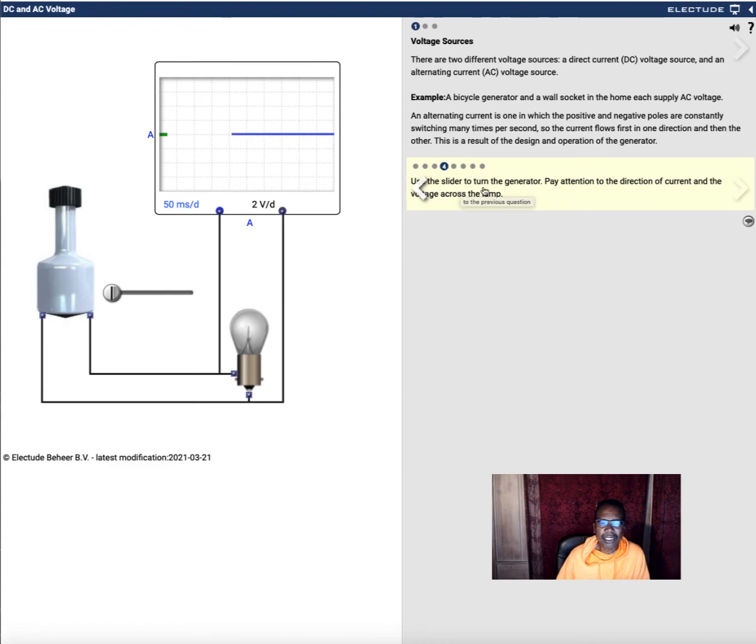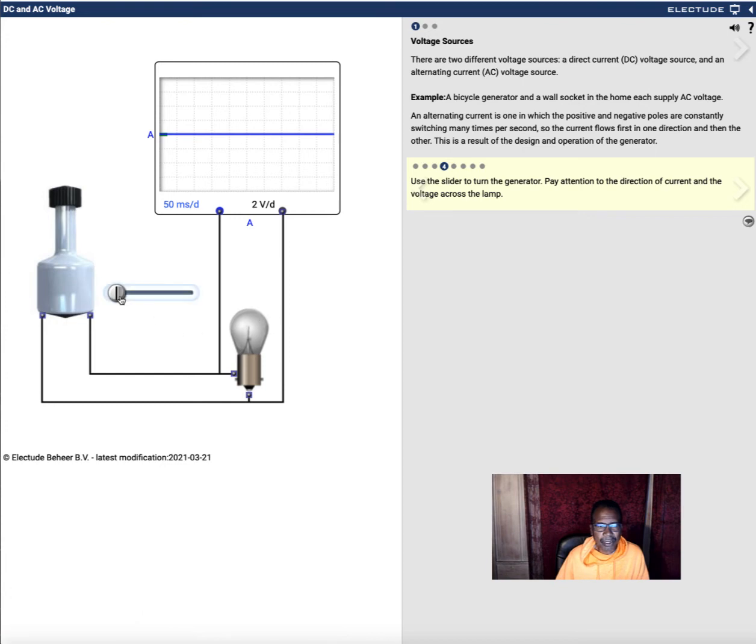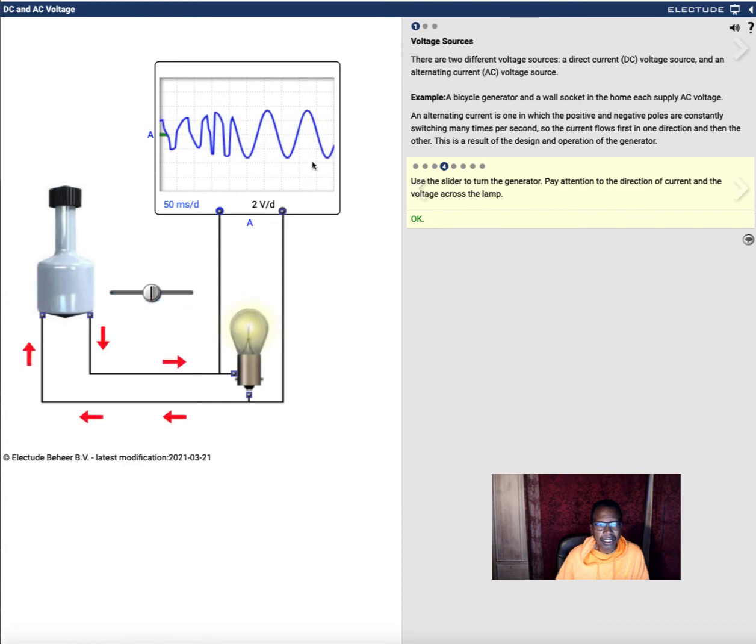Now use the slider to turn the generator and pay attention to the direction of the current and the voltage across the lamp. So I'm going to move the slider, and I'm going to pay attention to this lamp. And you see as it's rotating here, I'm making an AC voltage.